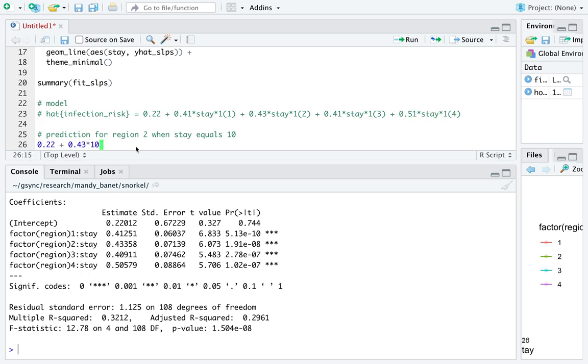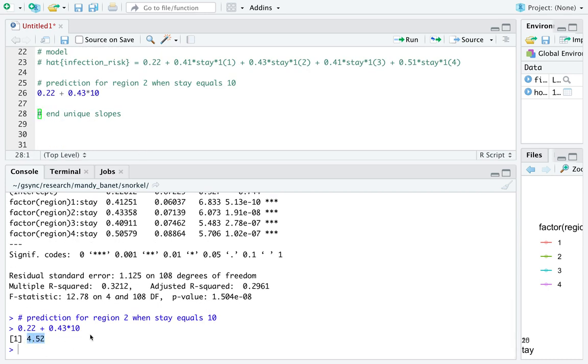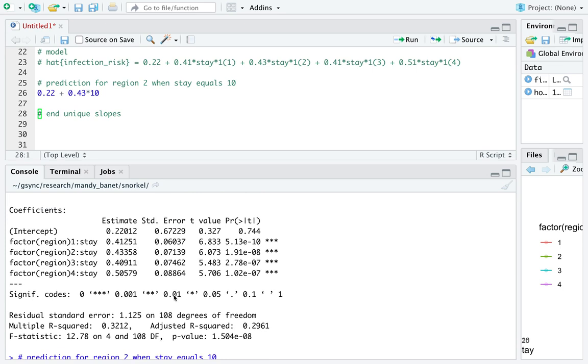So we can, in this simple code right here, make a prediction for region 2 when stay is equal to 10. That's what our model estimates the infection risk to be when our stay is equal to 10. Notice through our hypothesis test up here, we have a hypothesis test on the slope for stay to try to predict infection risk. So we're essentially asking, is the slope for region 2 across stay equal to 0 or is it not? Because our p-value is much less than our level of significance, 0.05, we can reject H0 and have evidence to suggest that the slope across stay to predict infection risk is different from 0. We at least have evidence of that.